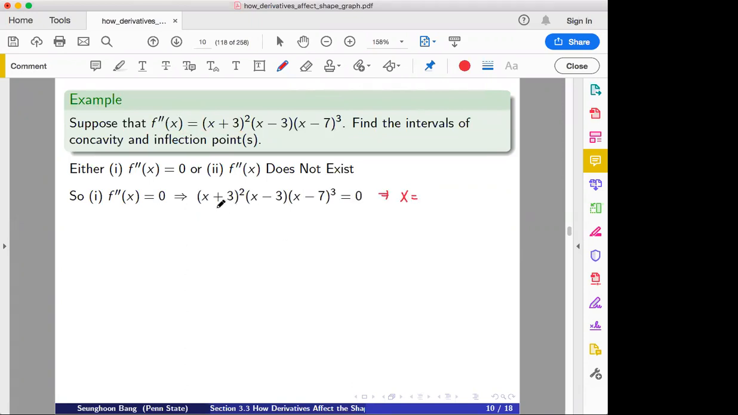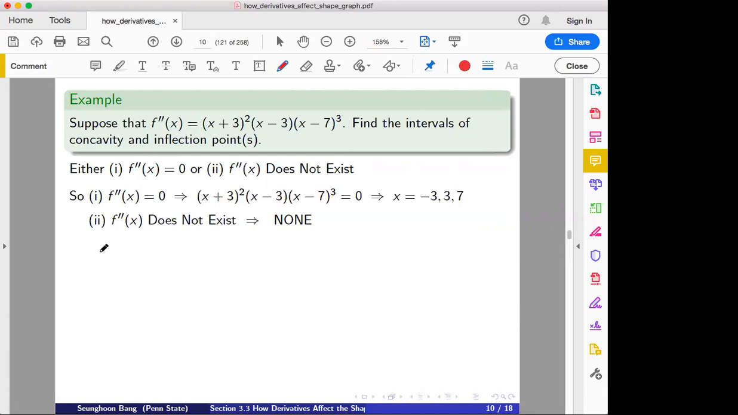You can solve: x plus 3 equals 0, so x is negative 3. x minus 3 equals 0, so x is 3. x minus 7 equals 0, so x is 7. We have negative 3, 3, and 7, these three numbers. The second derivative does not exist nowhere, because we don't have a denominator. The second derivative always exists.